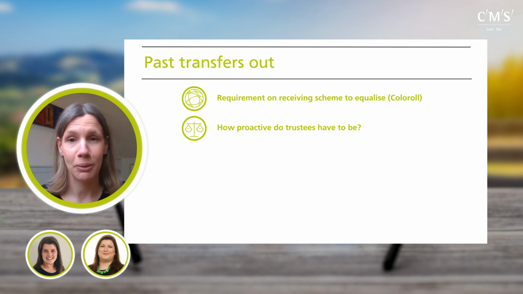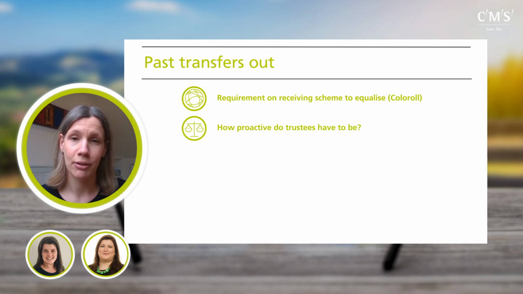So in an ideal world, that would mean making a top-up to the receiving scheme. So what does that mean in practice? Well, it's clear that as part of a scheme's GMP equality project, trustees will need to do something to address historic transfers out involving GMPs too.